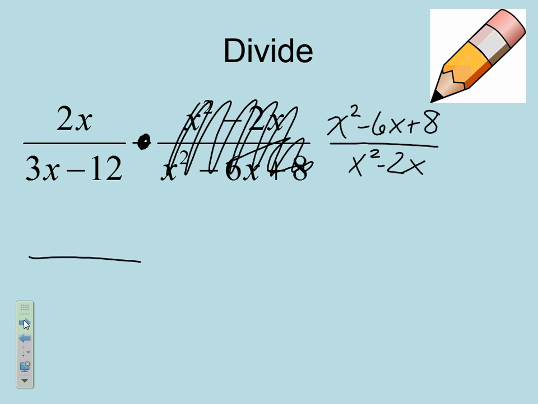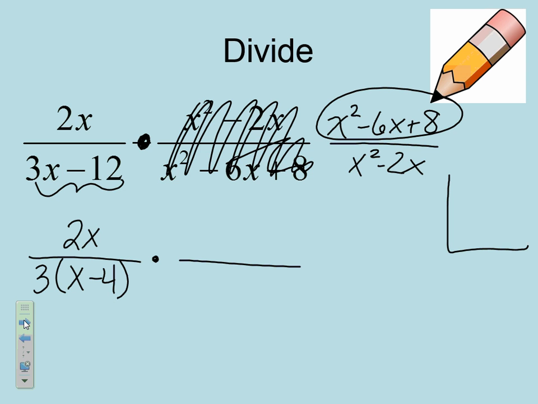First fraction, numerator 2x, just going to leave them as a 2x. That's a factor already. That's 2 times x. Now in the bottom here, looks like I can take a 3 out of each of those. Greatest common factor, x minus 4 would be what I have left, times, then go to my second fraction, numerator.